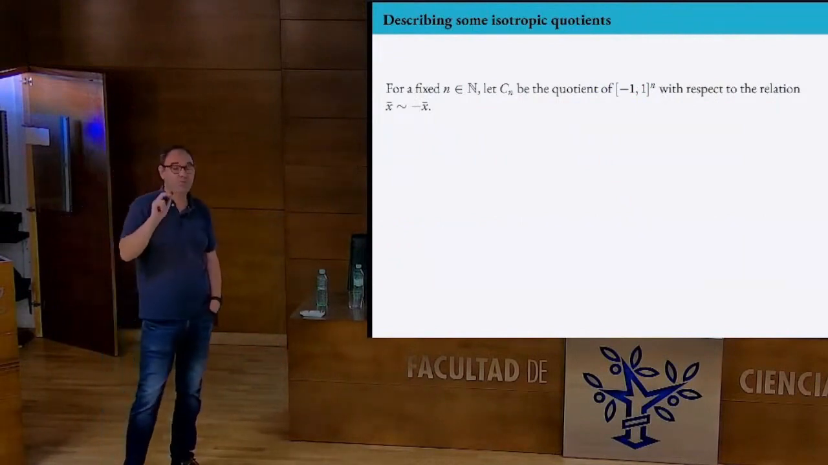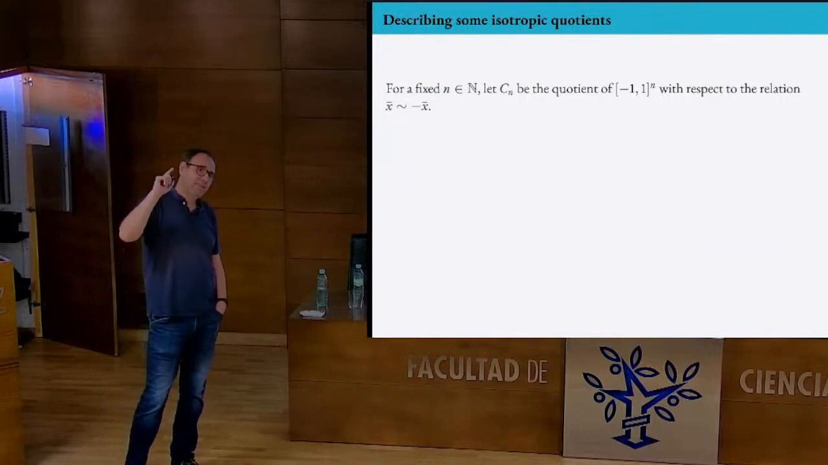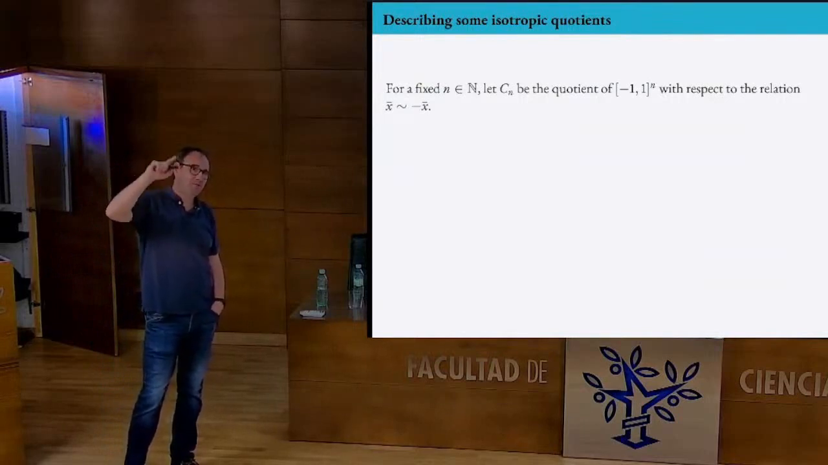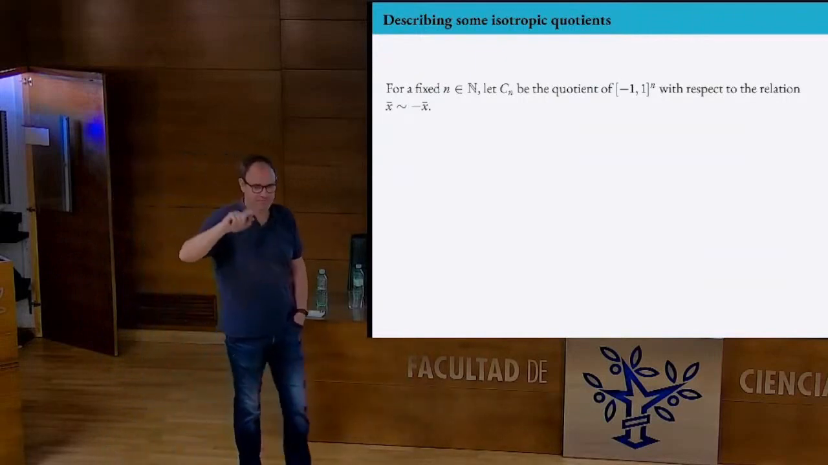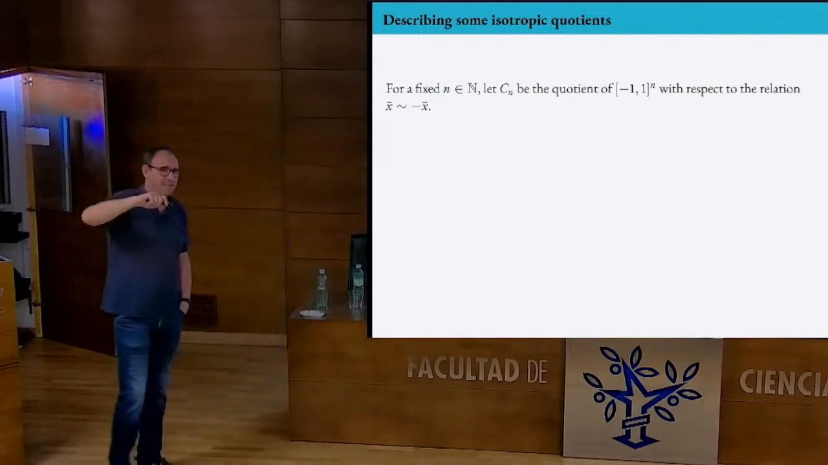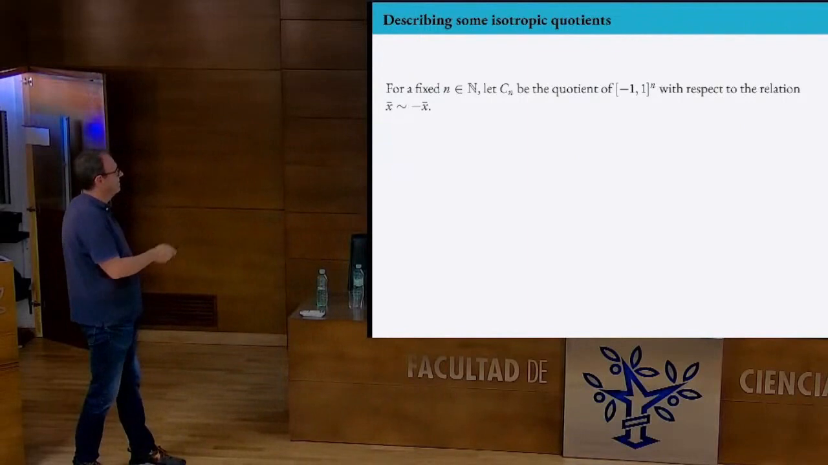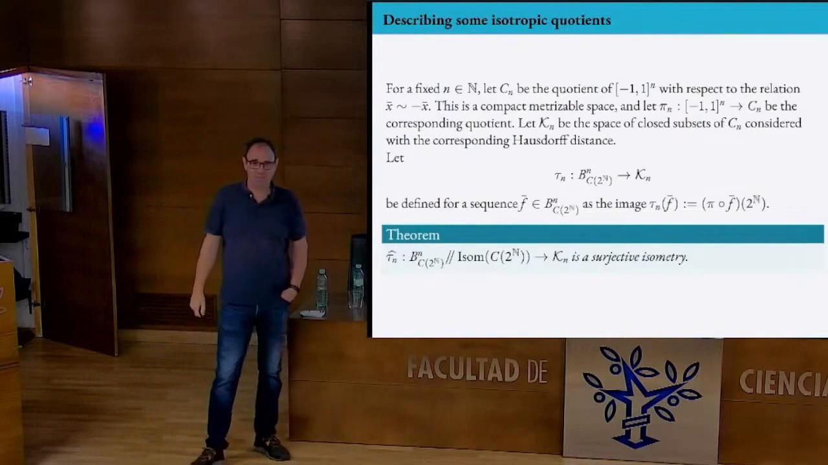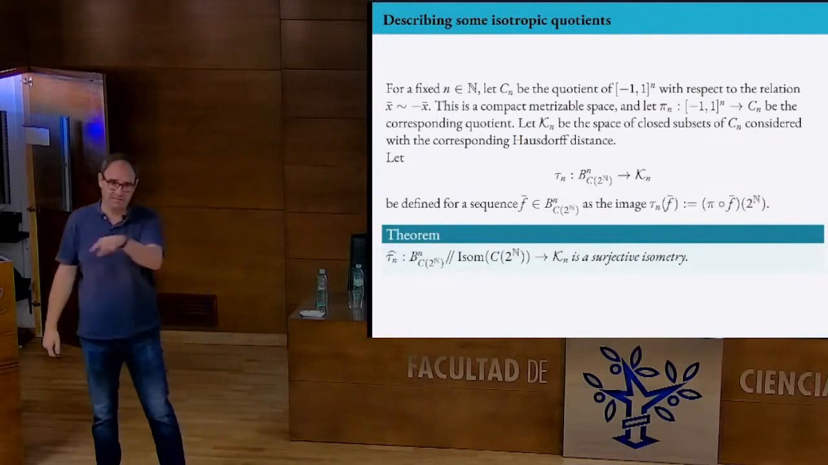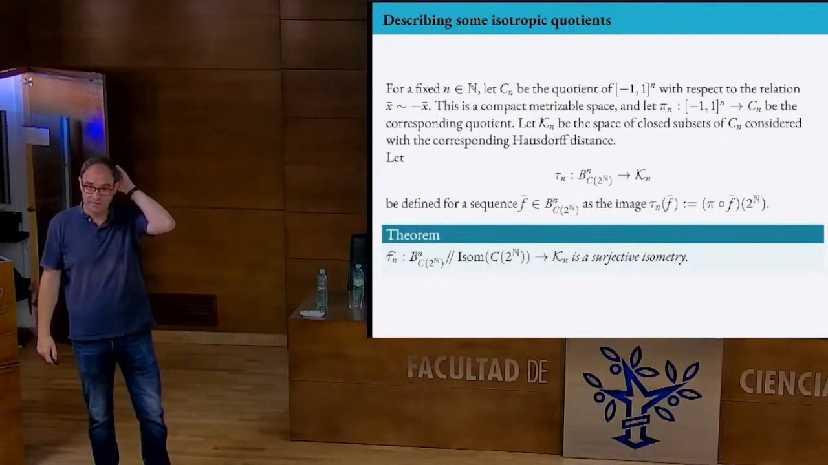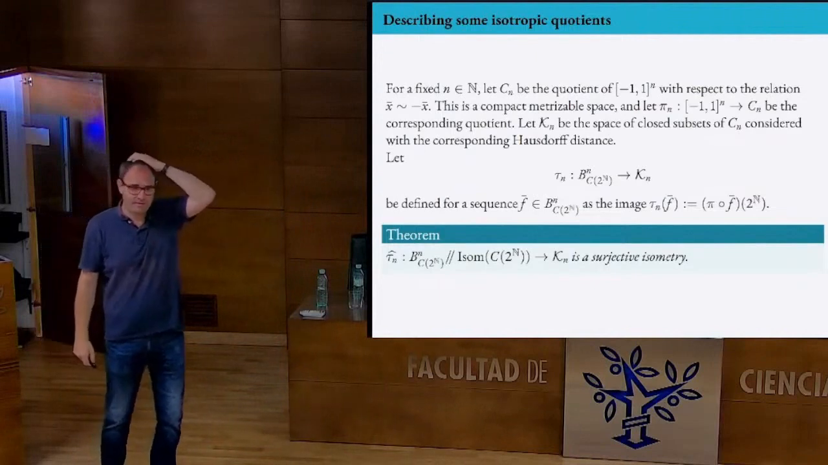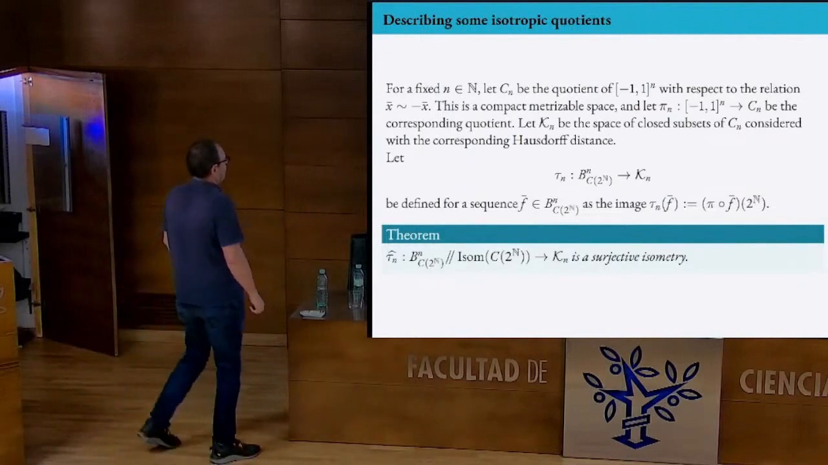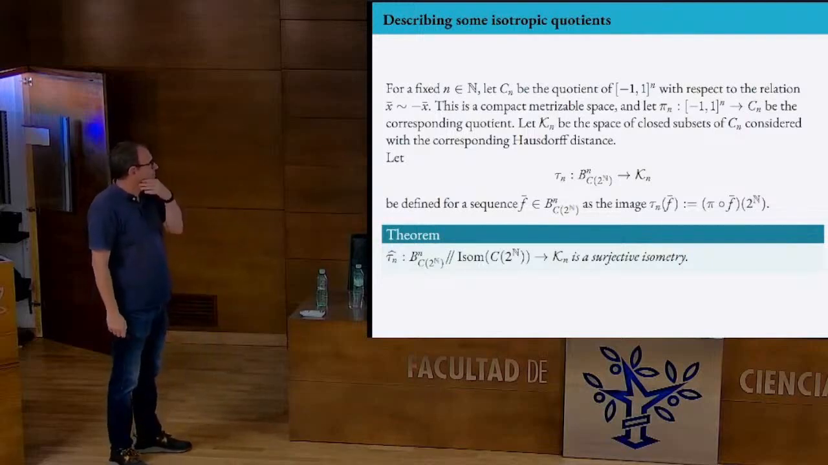understand the quotients. Two quotients will be the ball of C of 2 to the n, the continuous mappings on 2 to the n, and the same thing with the Lp's. Okay, so what is Cn? Cn is the quotient of minus 1, 1 to the n by the closed relation x equal to minus x in Rn. This is compact, and obviously metrizable.